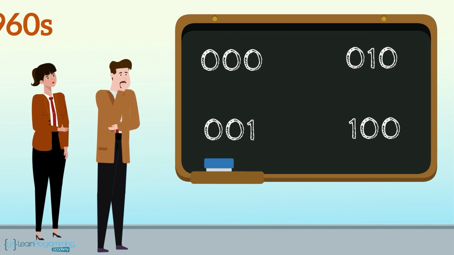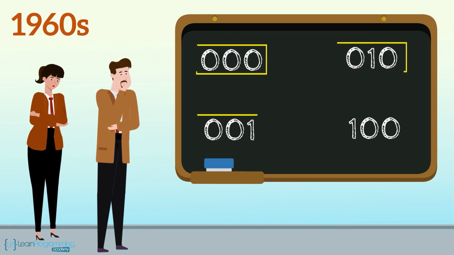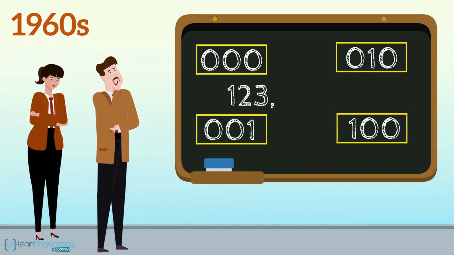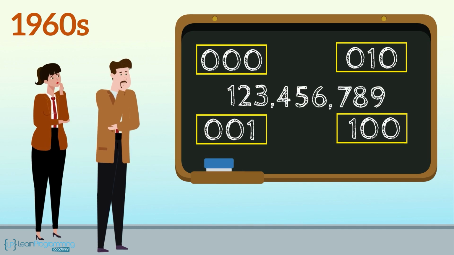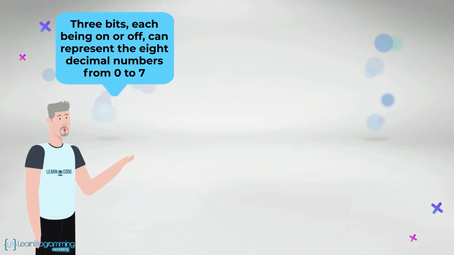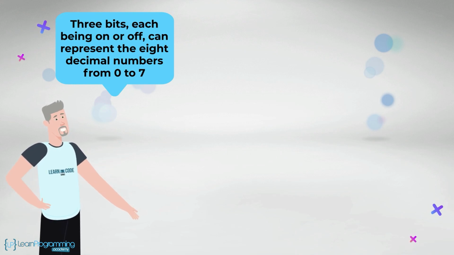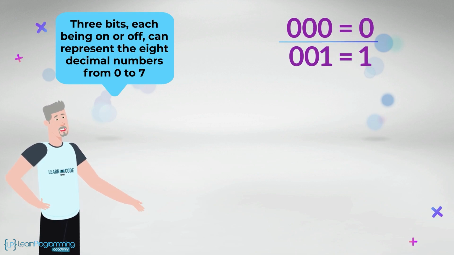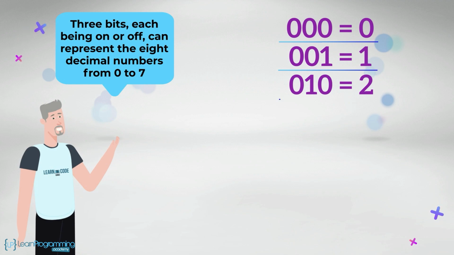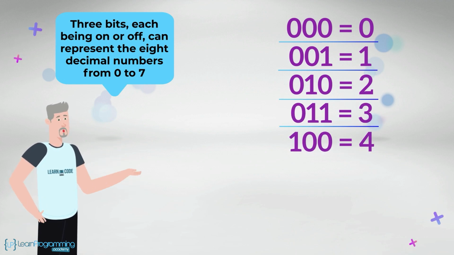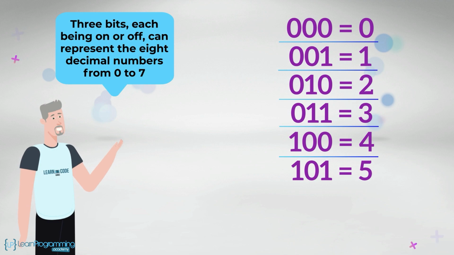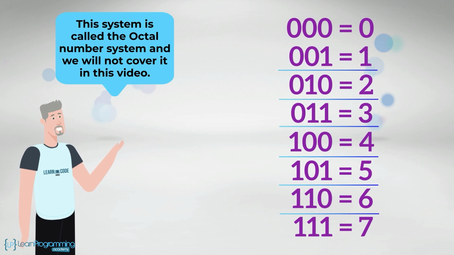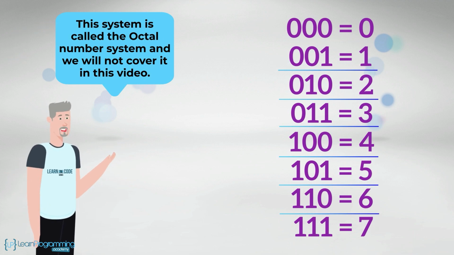In earlier days, such as the 1960s, they would group 3 bits at a time, much like large decimal numbers are grouped in threes, like the number 123,456,789. 3 bits, each being on or off, can represent the 8 decimal numbers from 0 to 7. 000 equals 0, 001 equals 1, 010 equals 2, 011 equals 3, 100 equals 4, 101 equals 5, 110 equals 6, and 111 equals 7. This system is called the octal number system and we will not cover it in this video.